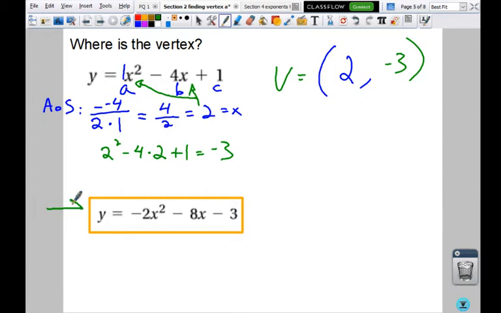I want you to find the vertex of this one in the box, and start by finding the axis of symmetry. So find your axis of symmetry, negative b over 2 times a. Then just plug that number back in. 2 times negative 2, which would be negative 4. 8 over negative 4 would make it negative 2. Yep.